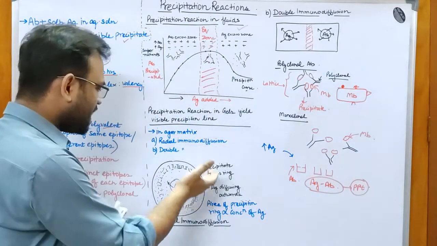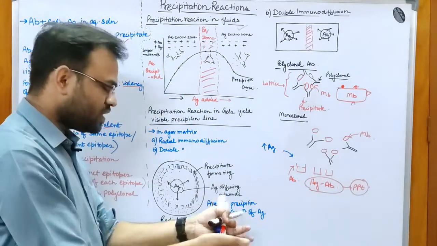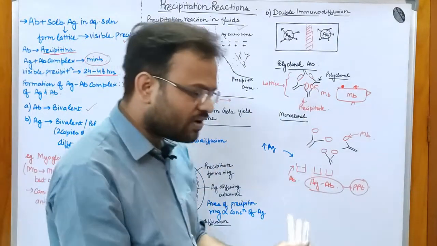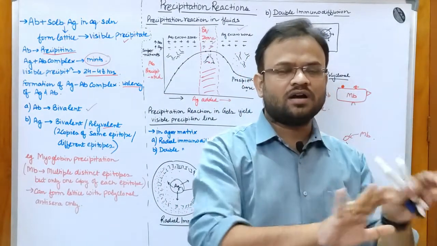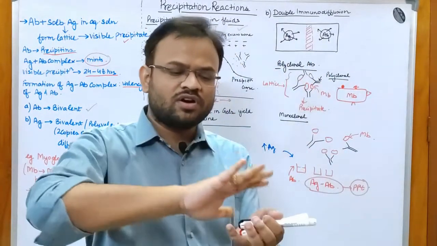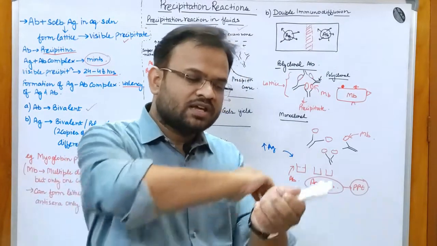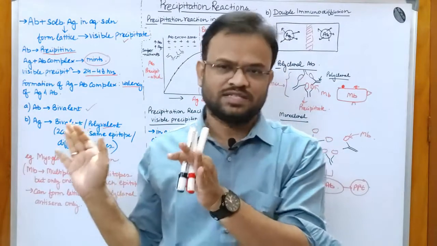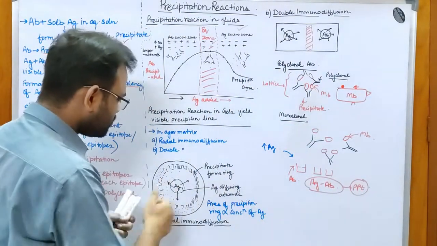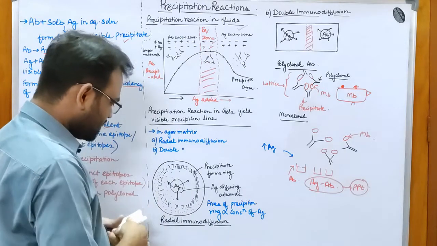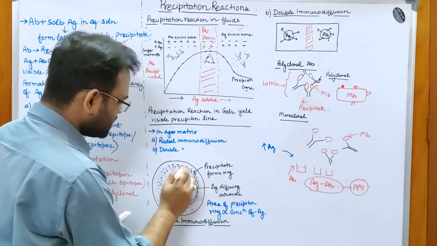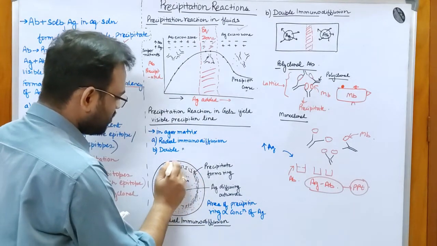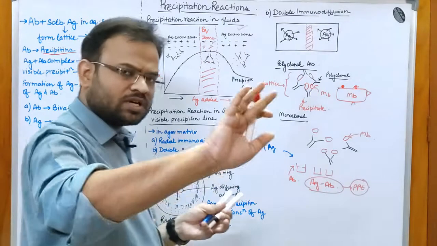So suppose I had a circular gel, and in this circular gel I already have antibodies present in an optimum concentration. So I have already plated in such a way that throughout the gel there is antibody present at an optimum concentration. These red dots that I have drawn are basically symbolizing the antibodies present throughout the gel.